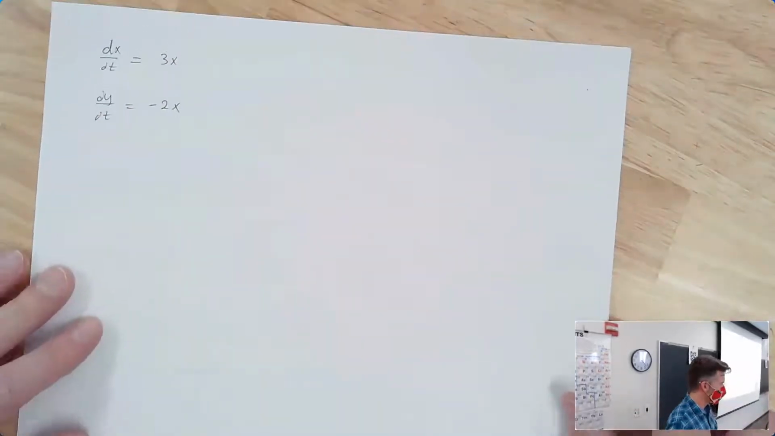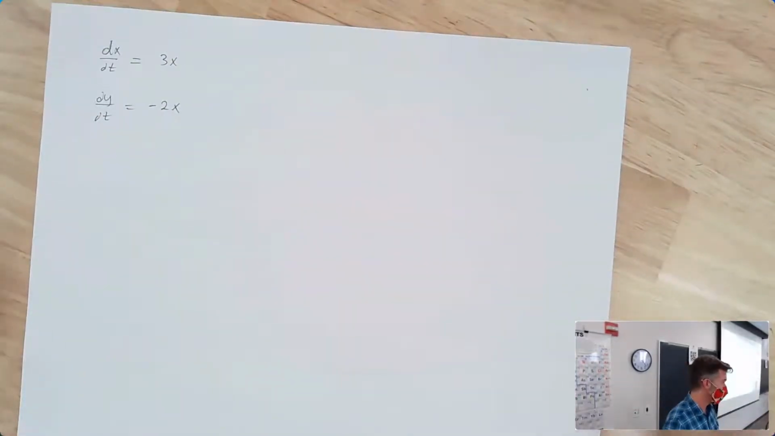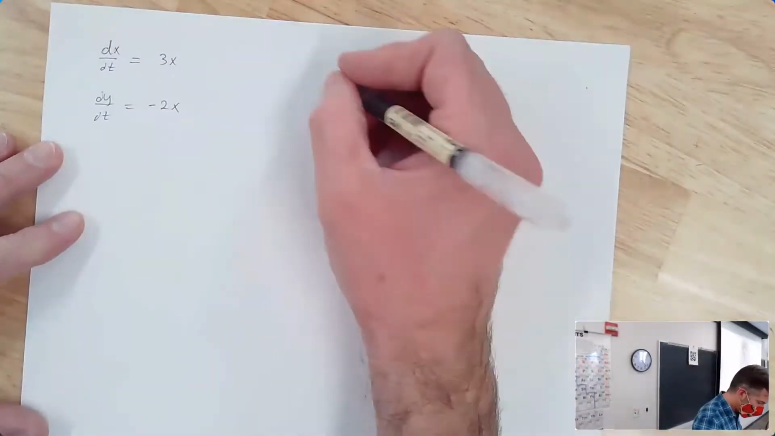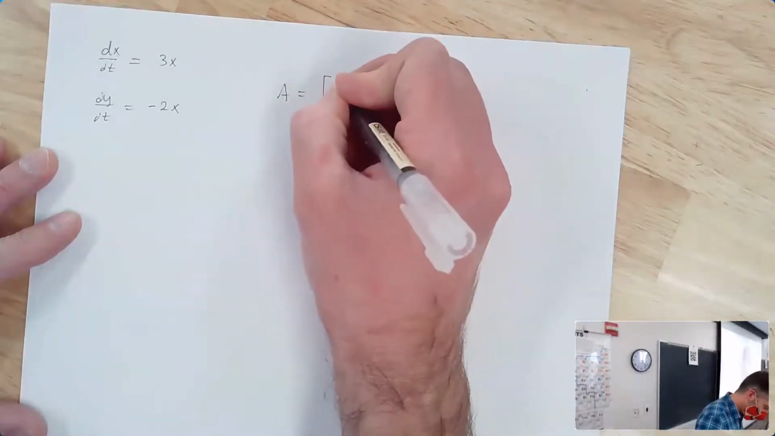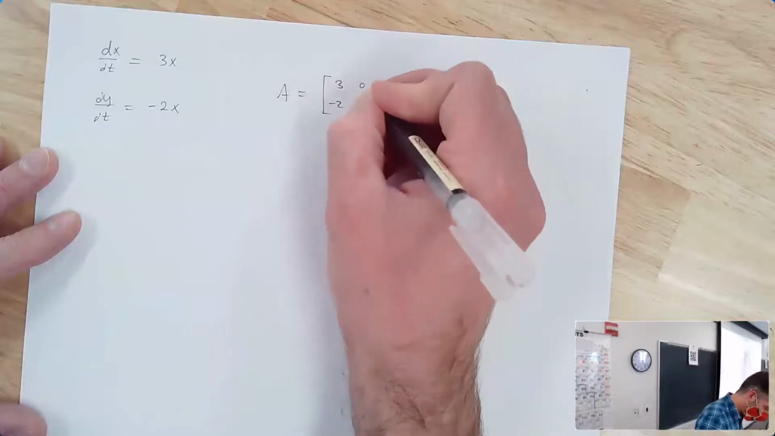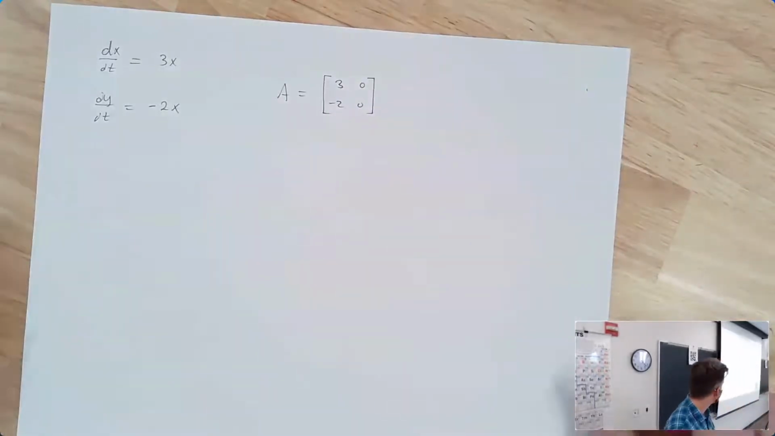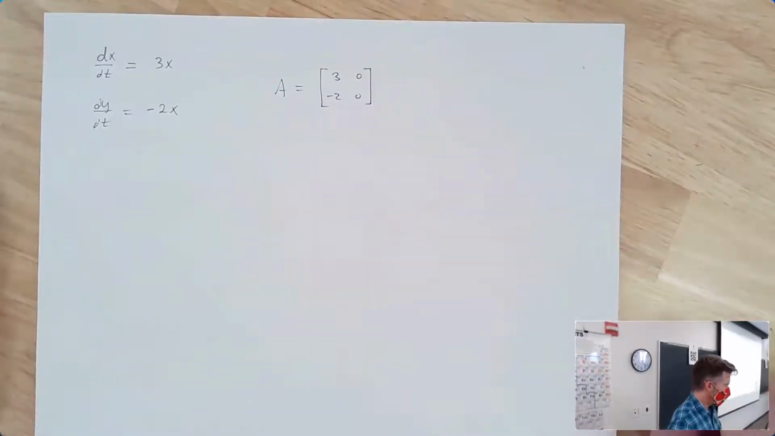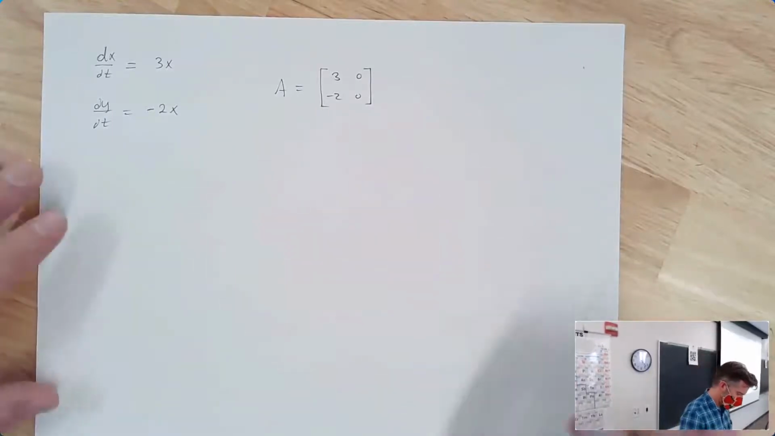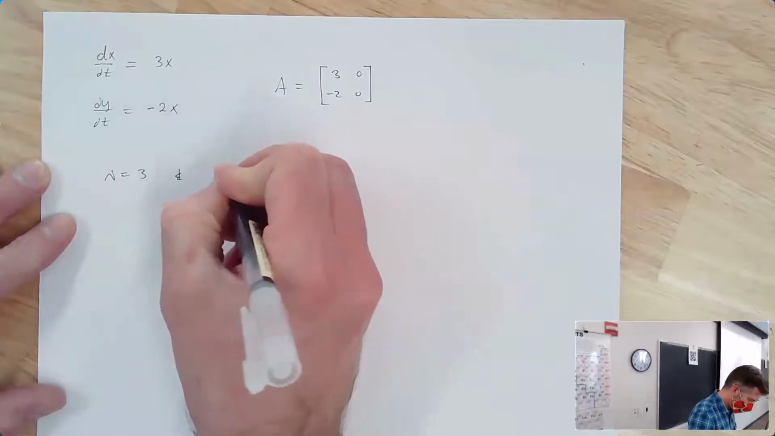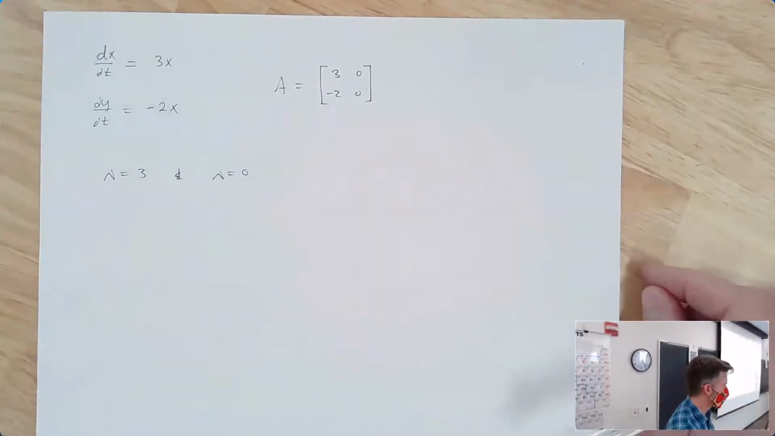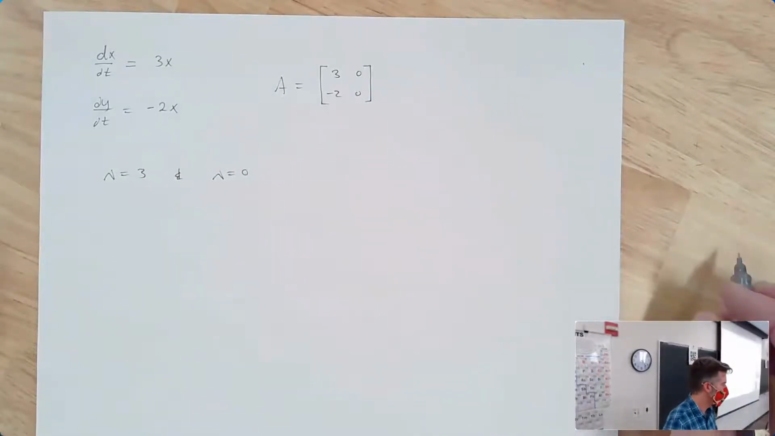So here's our linear system of equations, which is not very exciting. If we take a look at it, we're going to have the matrix [3, 0; -2, 0]. All right, so our eigenvalues are going to be 3 and 0. Let's find our eigenvectors as well.